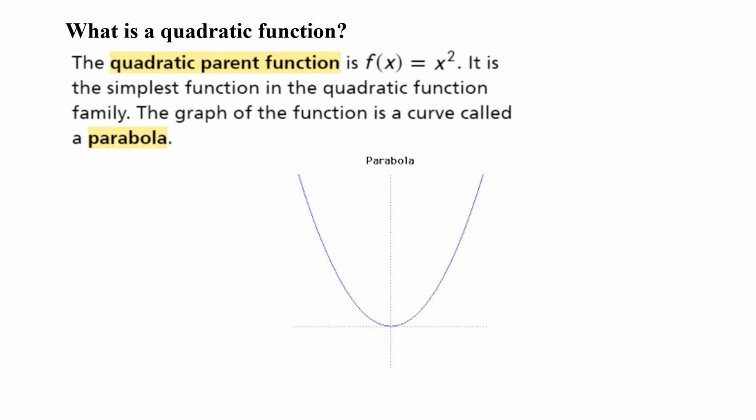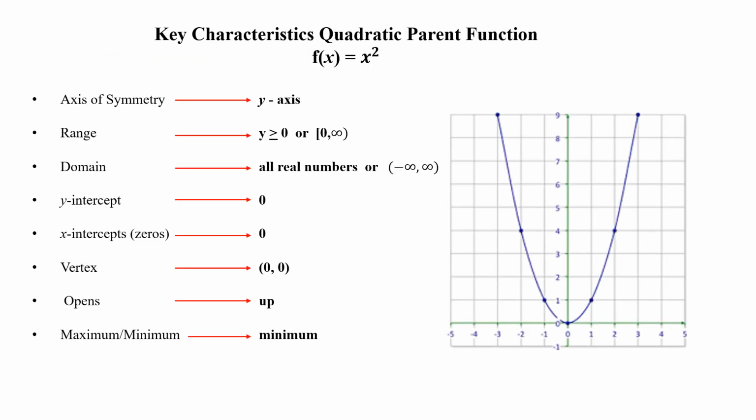Now there's one function that we really need to make sure we understand, which is the parent function of a quadratic function. It's the simplest function in the quadratic function family. The graph of the function is a curve, and it's also called a parabola. Now, with a quadratic parent function, where this number a is equal to 1, the key characteristics are as follows. The axis of symmetry is the line that divides the parabola into two equal parts, which is the y-axis.